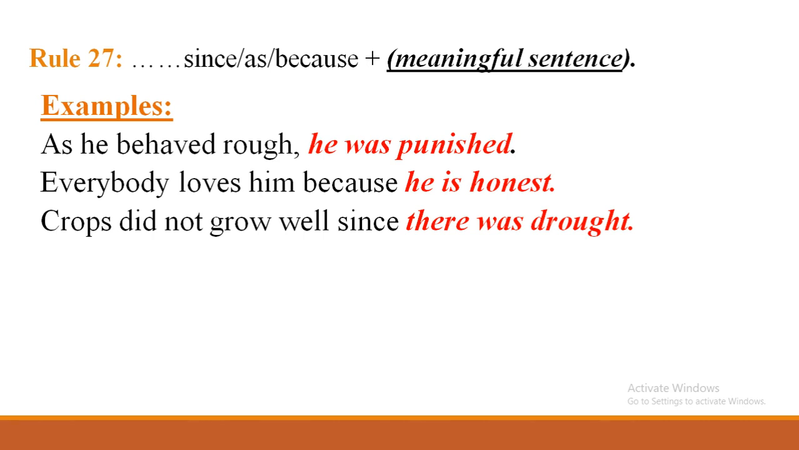Before that, just know the rules: since, as, because, when you get them in the completing sentence. In the next part, you just have to write a meaningful part. As he behaved rough, he was punished. Next one, everybody loves him because he is honest. Last one, crops did not grow well since there was drought.